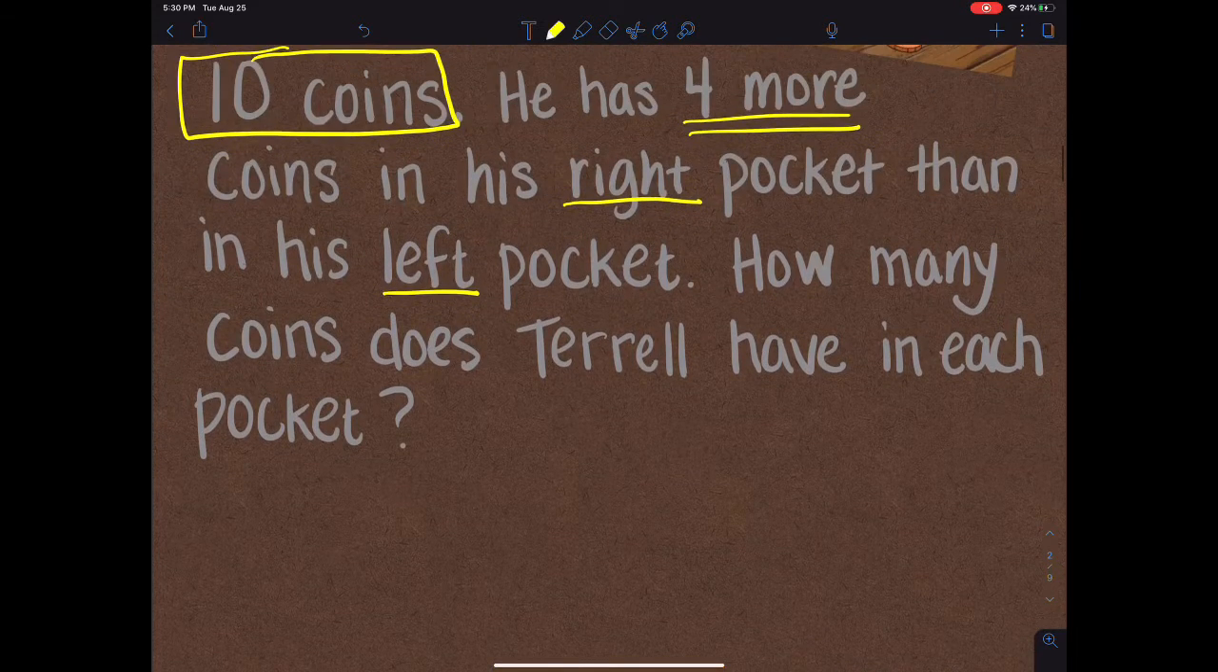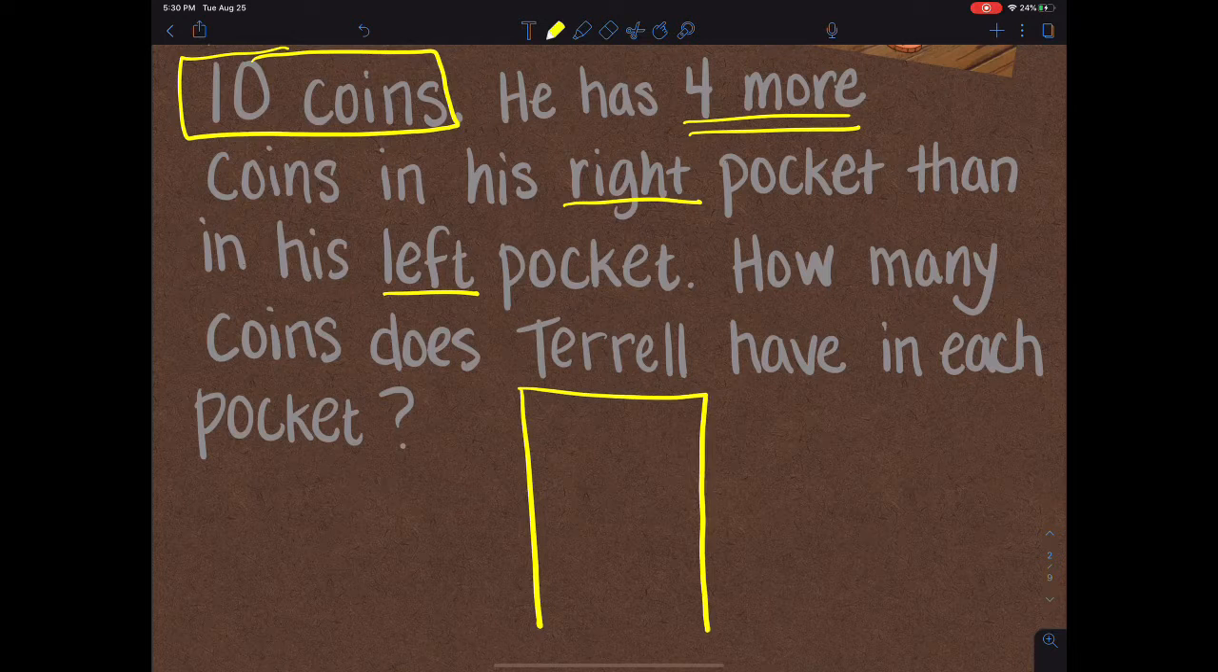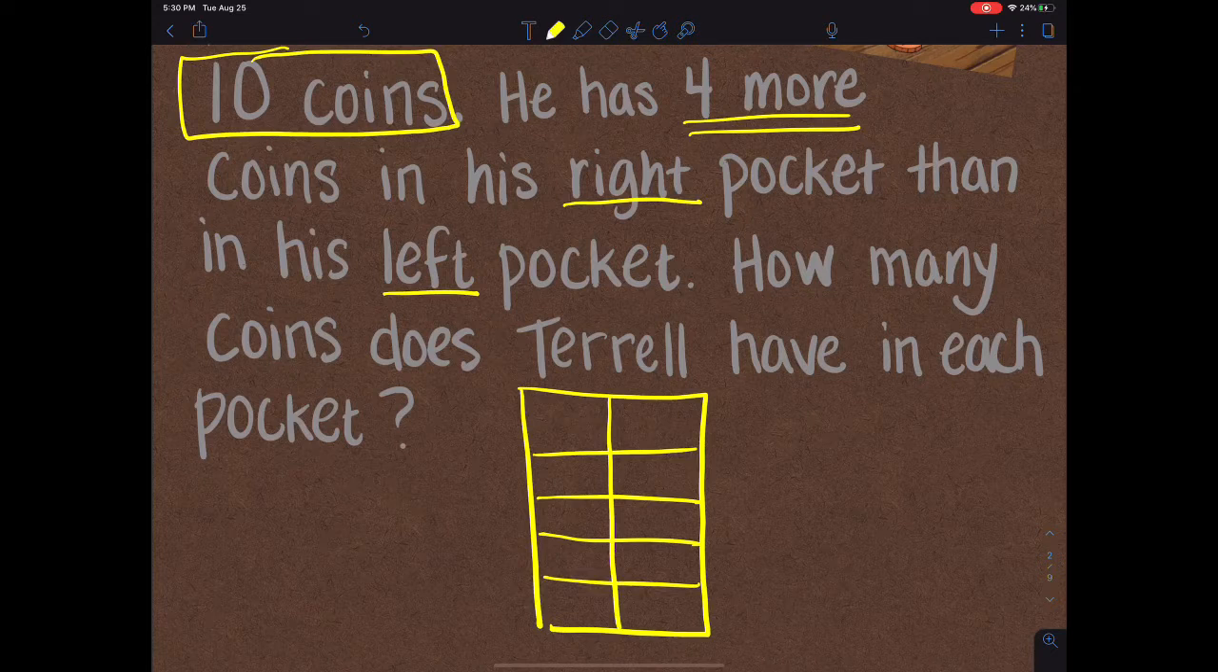So what you're going to do is make a table, okay, and you're probably getting really good at this now. And if I were making one, I would say, well, this is the left pocket and this is the right pocket. And what are the things I know? I know that the total is going to be equal to 10 coins. And I know that he has more in his right pocket, so I'm going to put a less than sign here because the left is less than the right side because he has more on his right.